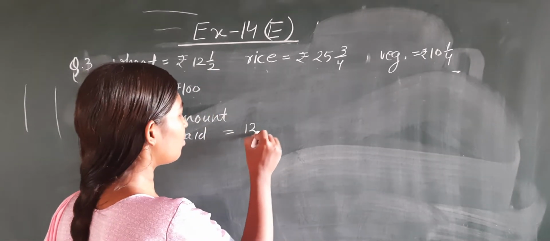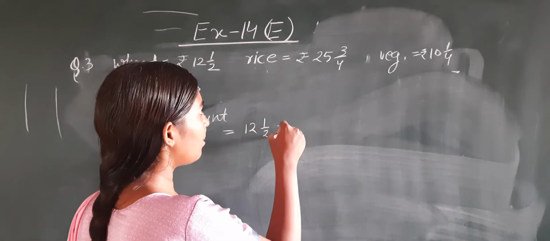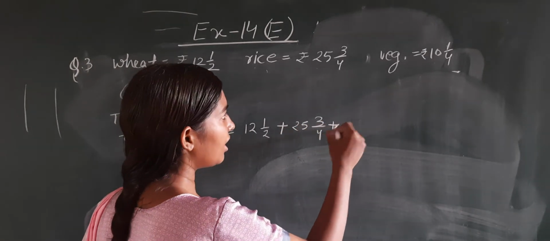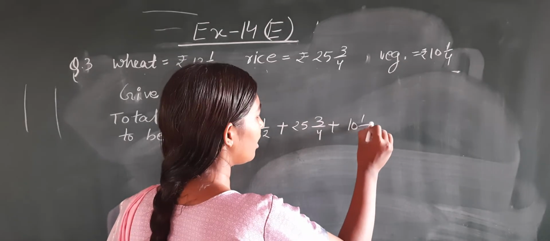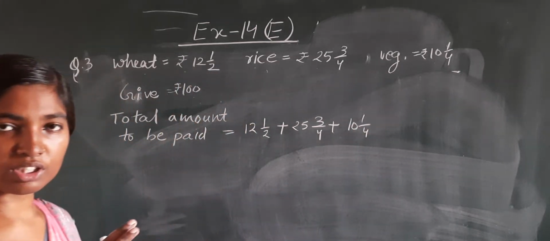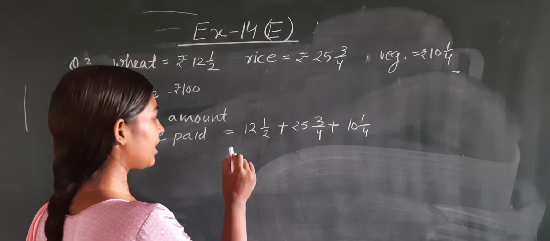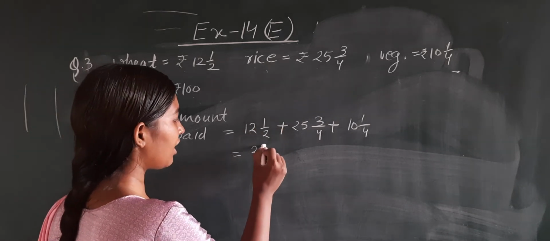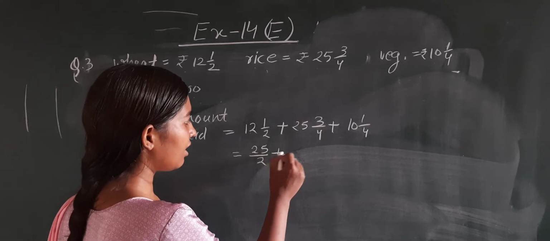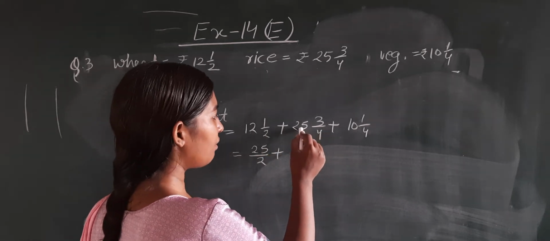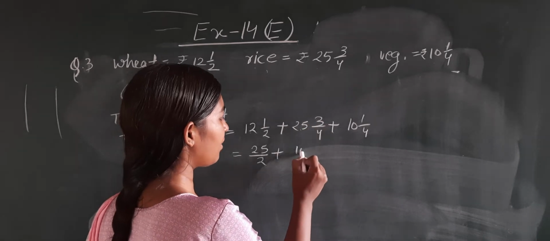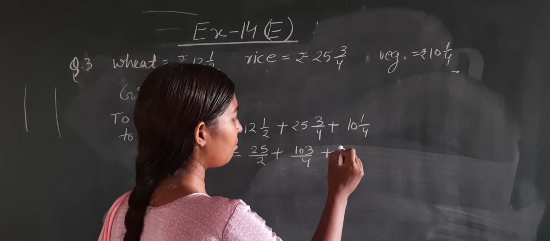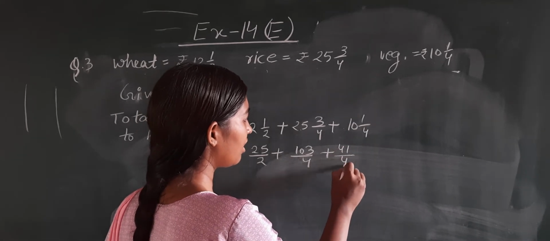Meaning 12 and 1/2 plus 25 and 3 by 4 plus 10 and 1 by 4. First of all, convert all these mixed fractions into simple fractions. So 12 2s are 24, 24 plus 1 is 25 by 2, plus 25 into 4 will be 100, 100 plus 3 will be 103 upon 4, plus 10 4s are 40, 40 plus 1 will be 41 by 4.